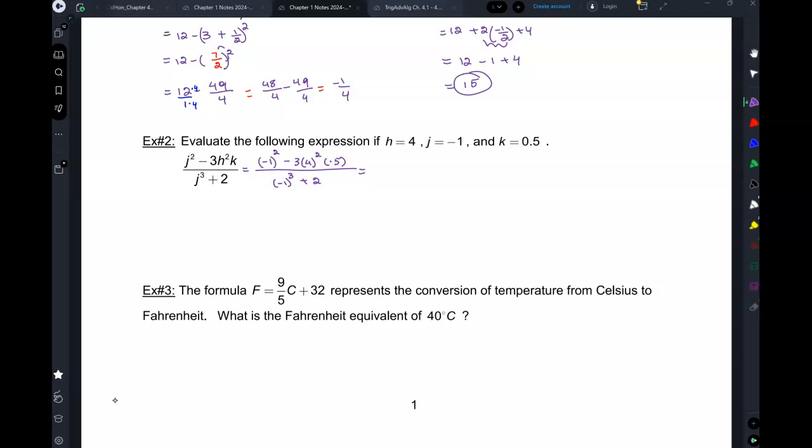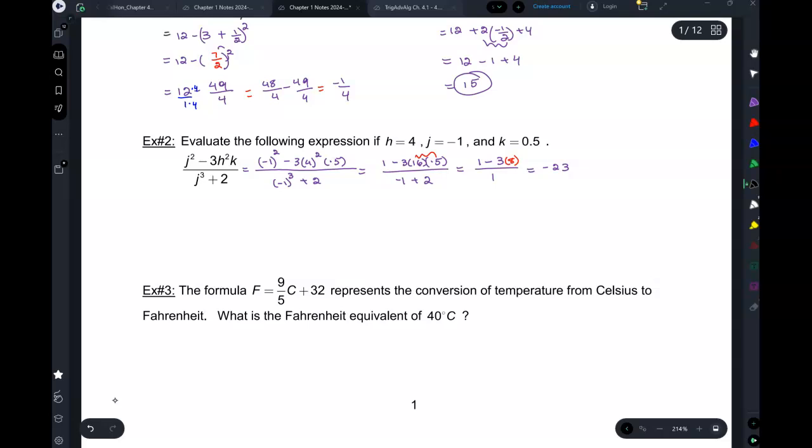So negative 1 squared is going to be positive 1 minus 3 times 16 times 0.5 over negative 1 cubed is negative 1 plus 2. So this is 1 minus 3 times 16 times 0.5 is 8 over 1. So that's 1 minus 24, negative 23 over 1, which is just negative 23.